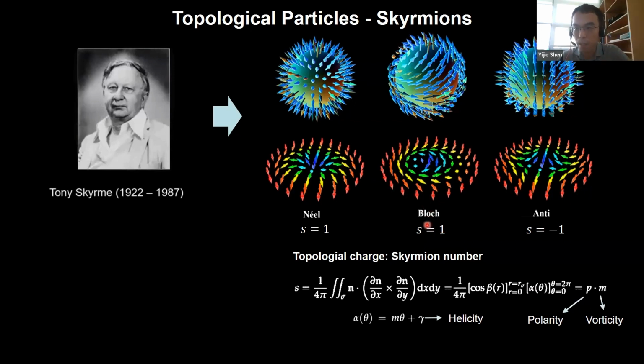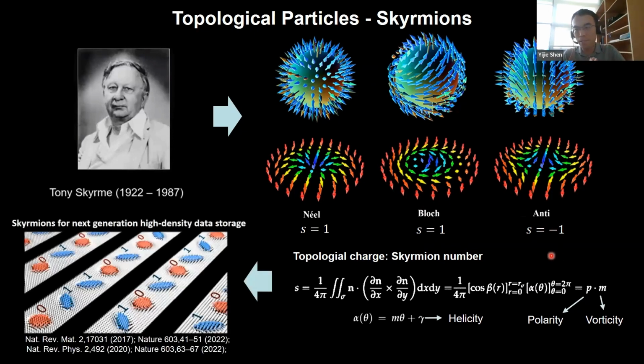That means these two kinds of particles are similar. They can transform into each other, just as you can comb your hair around and transform the texture. However, it's very difficult to transform to an anti-Skyrmion, which has a saddle-like texture, right? And a very different Skyrmion number.